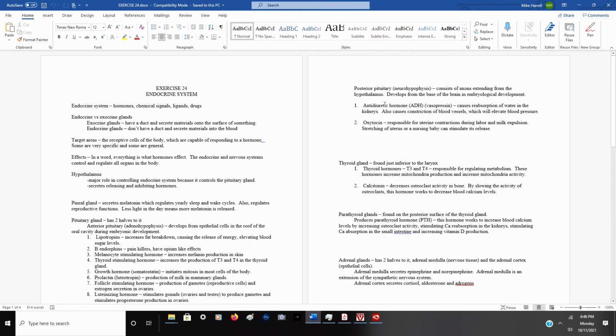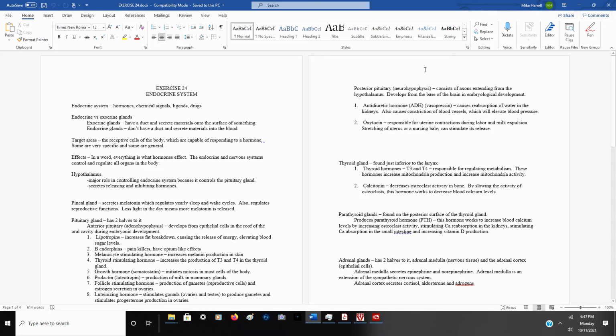Now looking here next, we see the posterior pituitary. So notice how the pituitary gland has front and back halves, right? Anterior, posterior. We said that front half was made of epithelial cells. This rear half, notice how it's called the neurohypophysis.